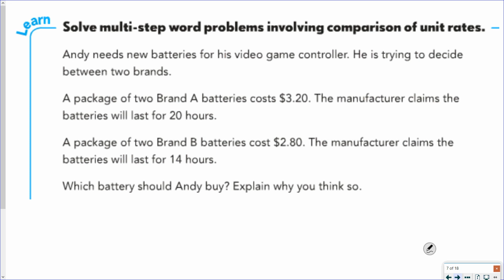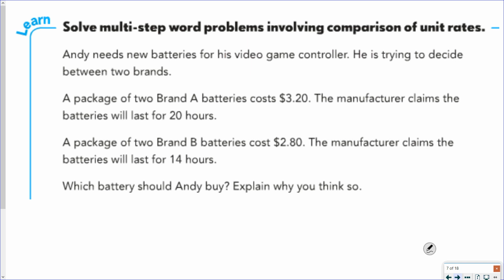So comparison shopping is something that many of us will do in our lives. So this would be a perfect example of when am I going to use this outside of class. So Andy needs new batteries for his video game controller. He is trying to decide between 2 brands. Brand A costs $3.20, but it will last for 20 hours. Brand B costs $2.80, but it should last for 14 hours. So we need to determine which battery Andy should buy.